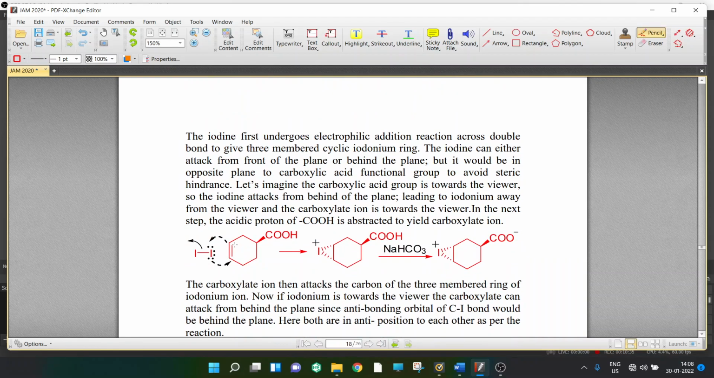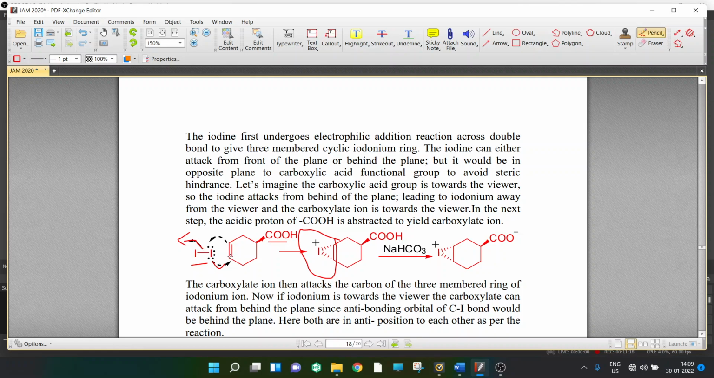So the first reaction, of course, because the double bond is there and iodine is there, iodine undergoes electrophilic addition reaction on the alkene. So the alkene gives electrons to this iodine, and then this I minus leaves, and this lone pair of electrons of iodine interacts here and you get an iodinium ion. Now the important thing is this COOH is toward the viewer, that means it is coming outside the board. Whatever screen you are seeing, this COOH is coming outside your screen, and now iodine could have come from the front of your screen or could have come from behind your screen.